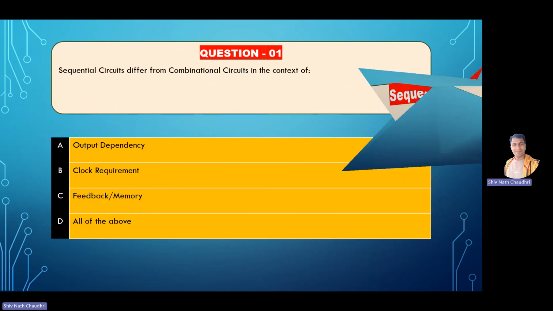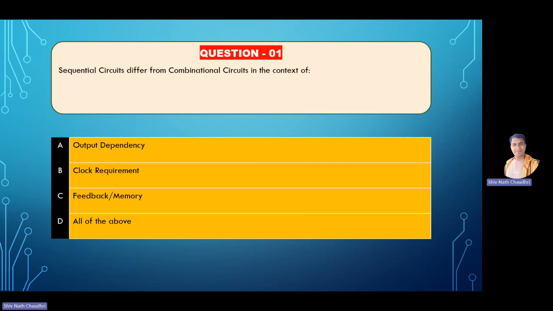So this is one question. Sequential circuits differ from combinational circuits in the context of: option A is output dependency, B is clock requirement, C is feedback or memory, and D is all of the above. So you have to think which option is right.